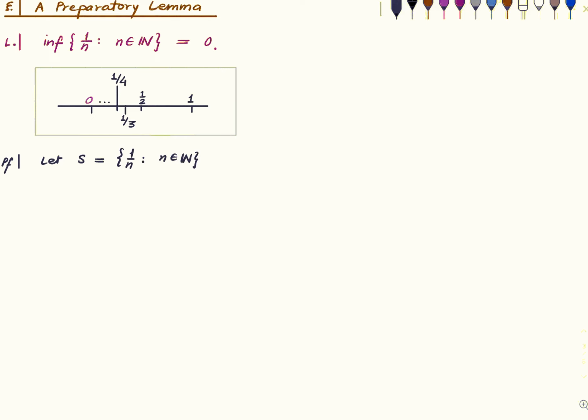So this is of course a set of real numbers, and we want to show that its infimum is 0. So as we said, this is bounded below, which means that it has a lower bound. Namely, 0 is a lower bound, or any negative number is a lower bound.